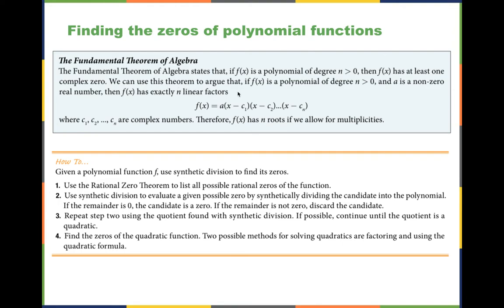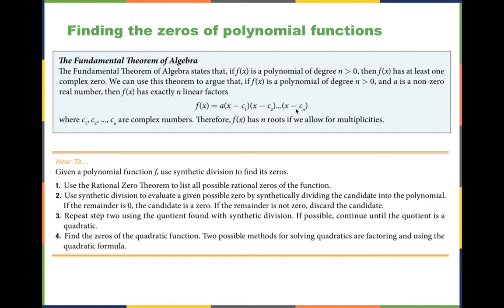So what this is saying is you can break down any polynomial. Once you know one zero is true, then you can find the next zero and the next zero. And this is saying if you have a polynomial of degree n, it has n roots. Okay, that's all this is saying. If you have a 5th degree polynomial, it has 5 roots. If you have a 12th degree polynomial, it's got 12 roots.